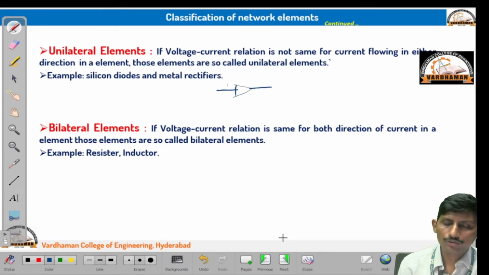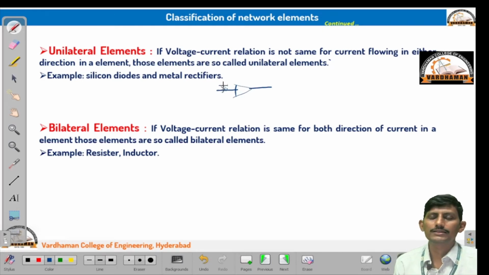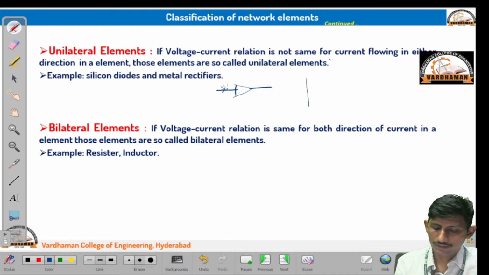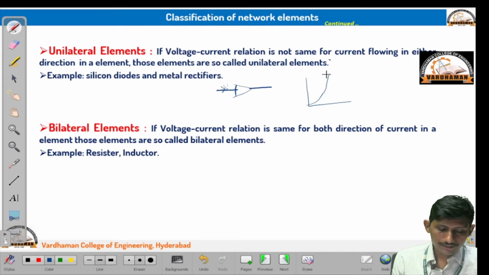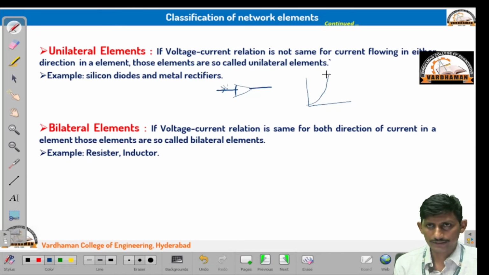So, in diodes, the current flowing in one direction is not the same as the current flowing in the other direction. Also, the diode is another example of a non-linear element, because the relation between voltage and current of a diode varies something like this. Bilateral elements are those where the voltage current relation is the same in both directions, for example, a resistor. You can connect a resistor or inductor in any direction. Even if you interchange the terminals of a resistor or inductor, there will not be any effect on the circuit.